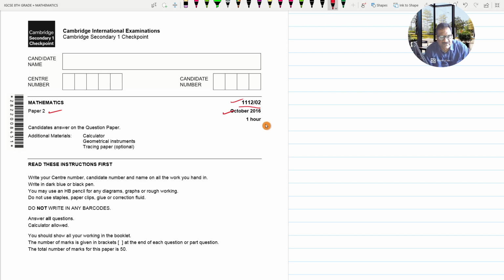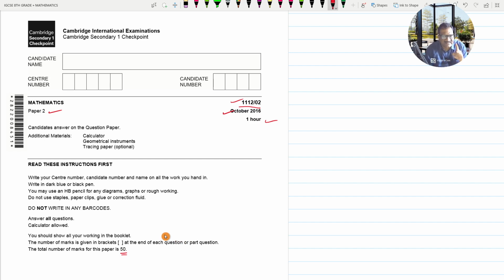And the duration is 1 hour. And okay, calculator you can use in this particular paper, right? Because this is paper 2. So the maximum mark for this paper is 50. Okay, fine. So let us get started with this paper.